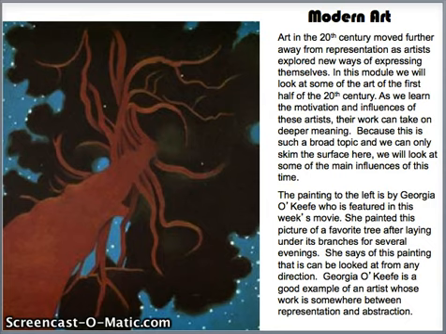Now, after the influences of the Impressionists and the Post-Impressionists and all the changes that happened at the end of the 19th century, art in the 20th century moved further away from representation as artists explored new ways of expressing themselves. In this module, we will look at some of the art of the very first half of the 20th century. As we learn the motivation and the influences of these artists, their work can take on a deeper meaning.